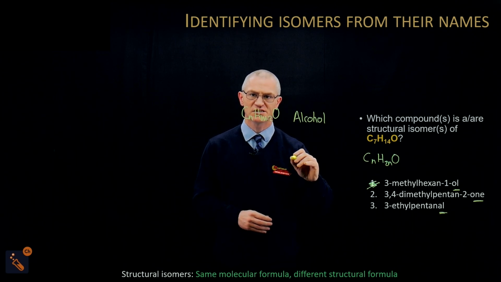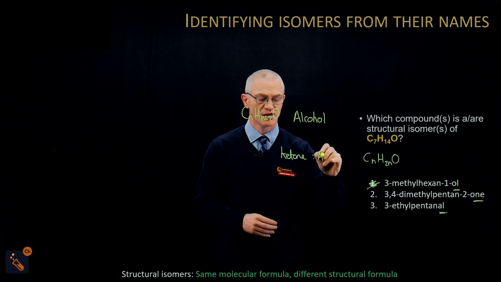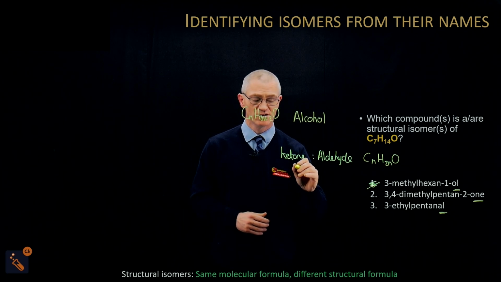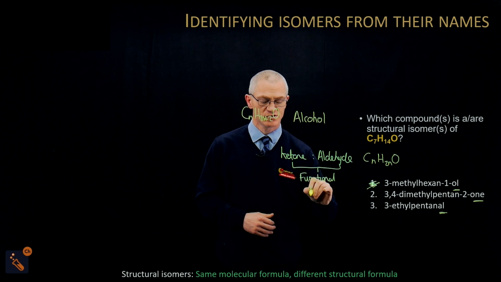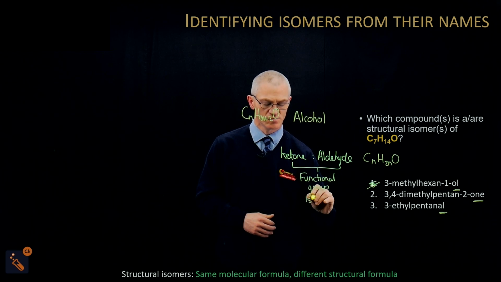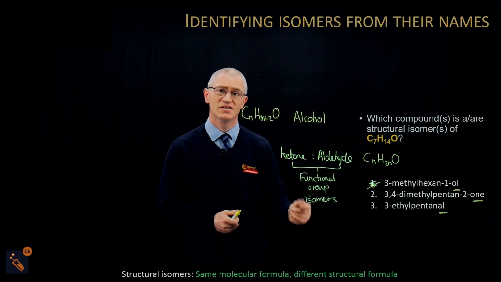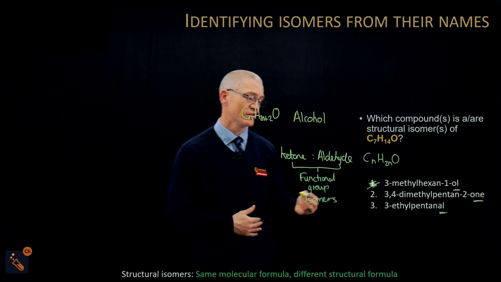Right, if we then look at the other 2 functional groups, which are ketone and aldehyde. Now I've drawn them right next to each other, because actually what they are are functional group isomers. So if you haven't come across this already, they are functional group isomers. That means if they're isomers, they'll have the same general formula.